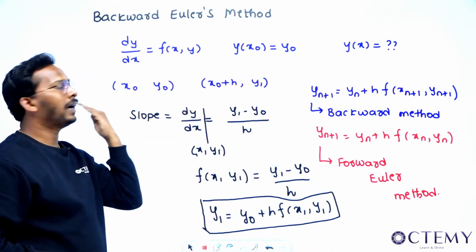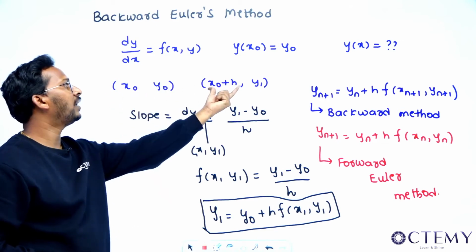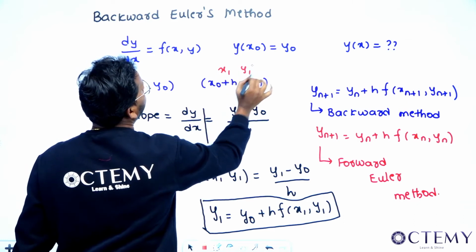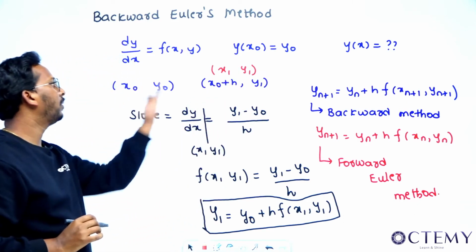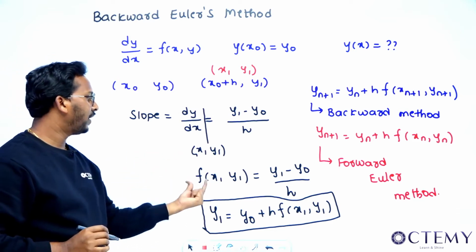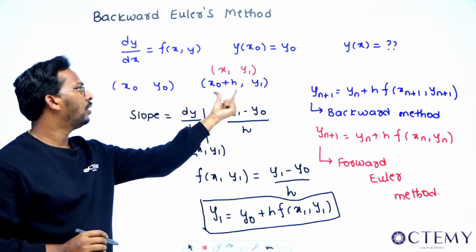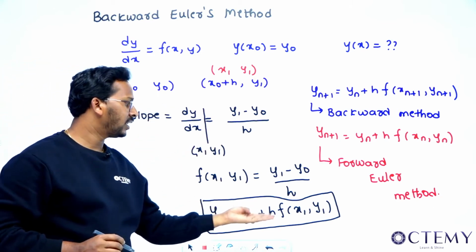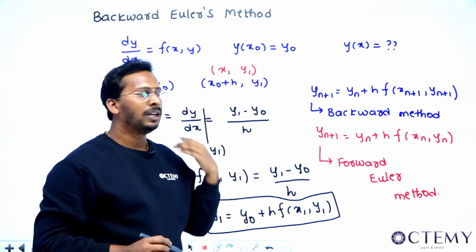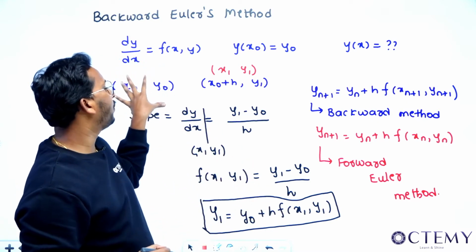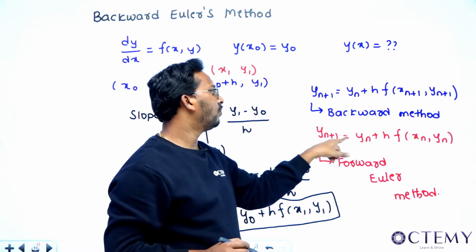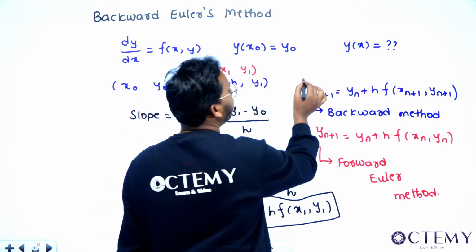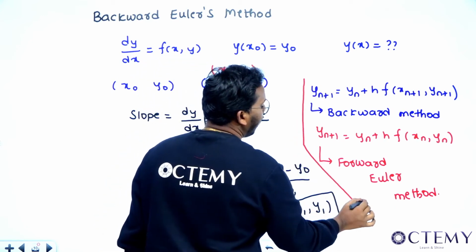So the only difference, if you see and you can understand, is that to find the slope at this point we are taking a step back, that is the backward point is used, because to find the slope at x1 y1, I am going back, sir. So because I am using the back point, f of x1 y1 is equal to y1 minus y0 divided by x0 plus h minus x0. So your y1 is equal to y0 plus h f of x1 y1. Whereas in the forward method we have found the slope here. That's why we got y1 is equal to y0 plus h f x0 y0. So this is the basic difference between your forward method and backward method.